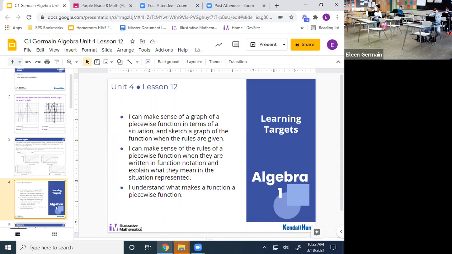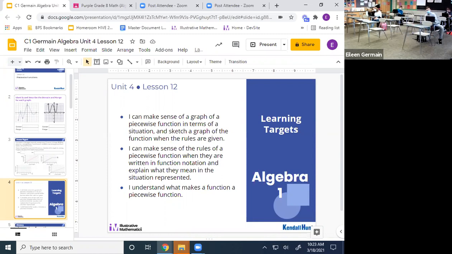Then we're going to be able to make sense of the rule of a piecewise function when it's written in function notation and explain what it means in the situation. So we're going to be given a graph or maybe a rule, and we're going to have to write a piecewise function for it and then talk about what each of the pieces means in the context of the story. And then we're going to understand what makes a function a piecewise function.